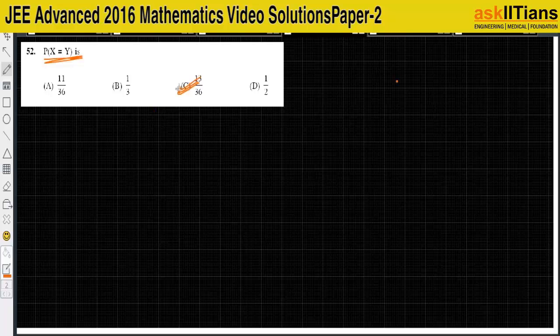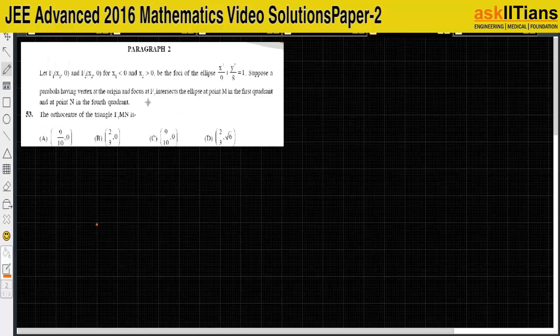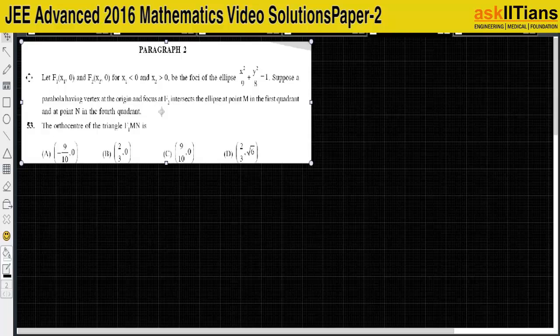Then paragraph 2, let's move on to the next paragraph. This paragraph is again from coordinate geometry, so you can expect a little bit of calculation or maybe plotting the curves and finding out areas and all that. So F1 and F2 are 2 points, x1 is less than 0 and x2 is greater than 0, the foci of this ellipse, right?